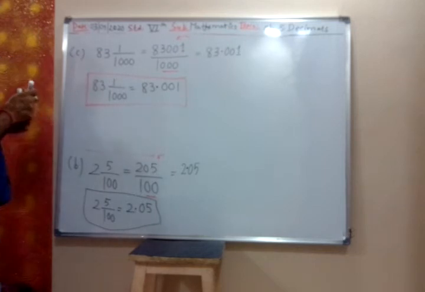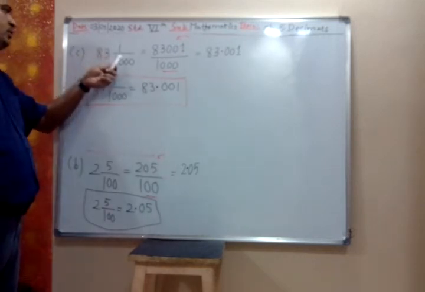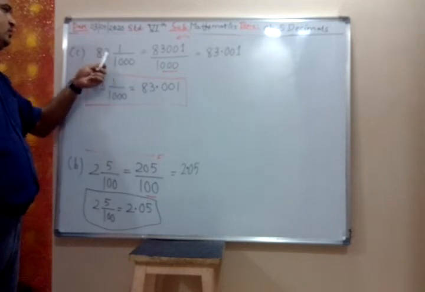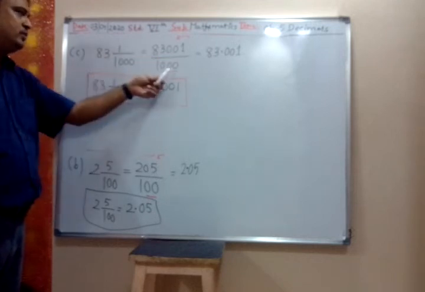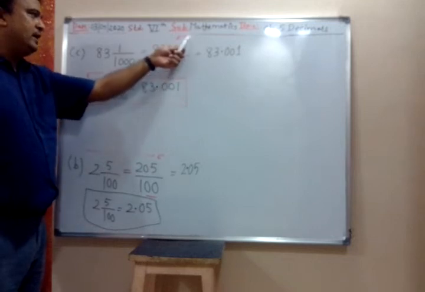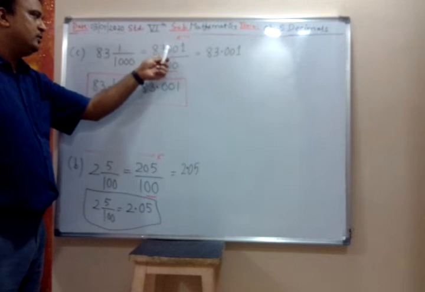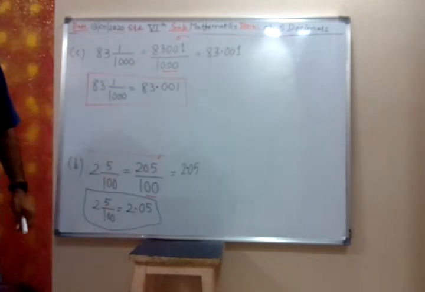So first you have to simplify that mixed fraction into improper fraction. 1000 into 83, 83,000 plus 1, 83,001 upon 1000. Now there are 3 zeros in the denominator. So we start from right and put the decimal after 3 digits. 1, 0, 0, put the point. 83.001 is the answer.